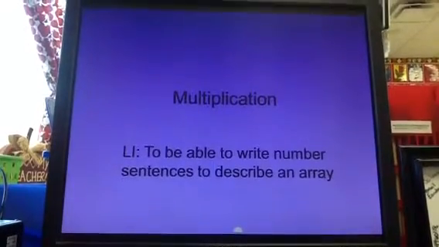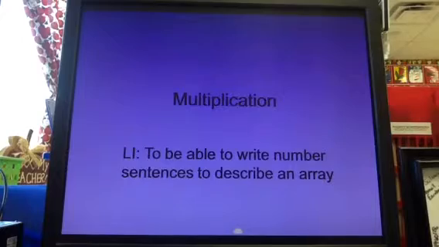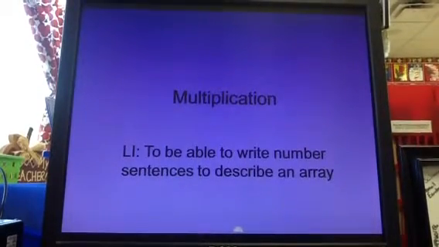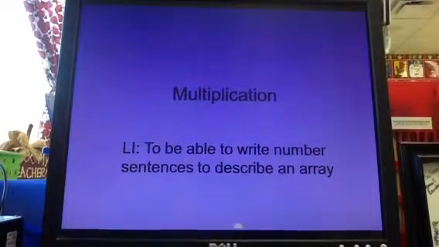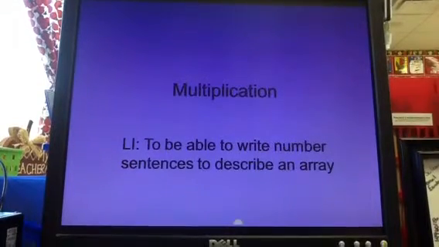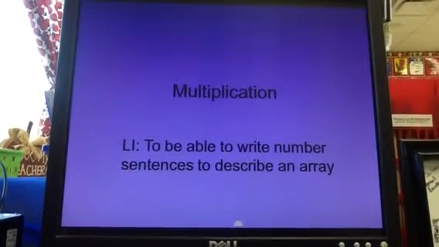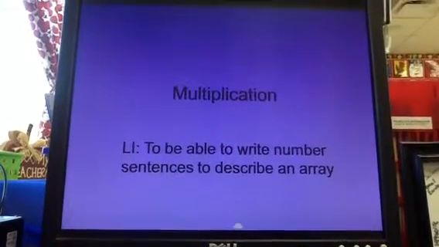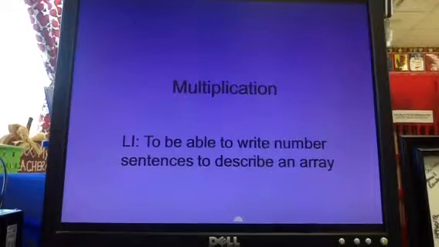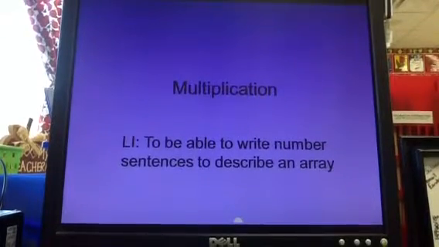So basically, you need to be able to write a number sentence to describe an array. You have to know when you have an array, which is a series of dots or X's or circles that come up in a rectangular pattern in equal rows and equal columns. You have to be able to write a multiplication number sentence to go along with that.